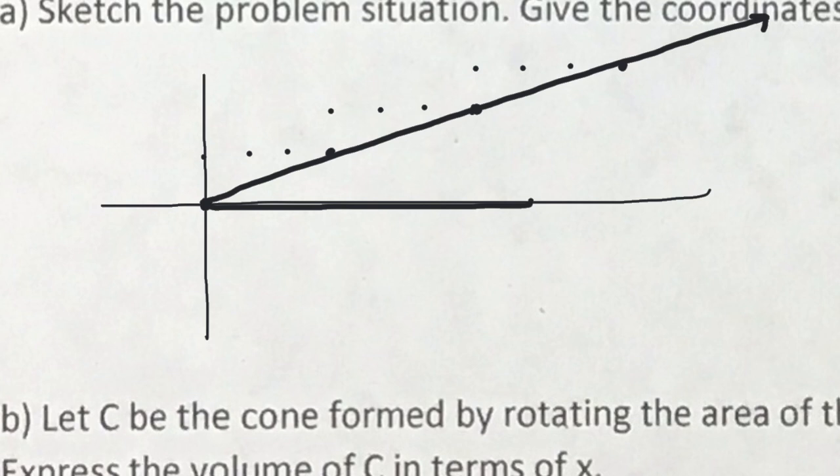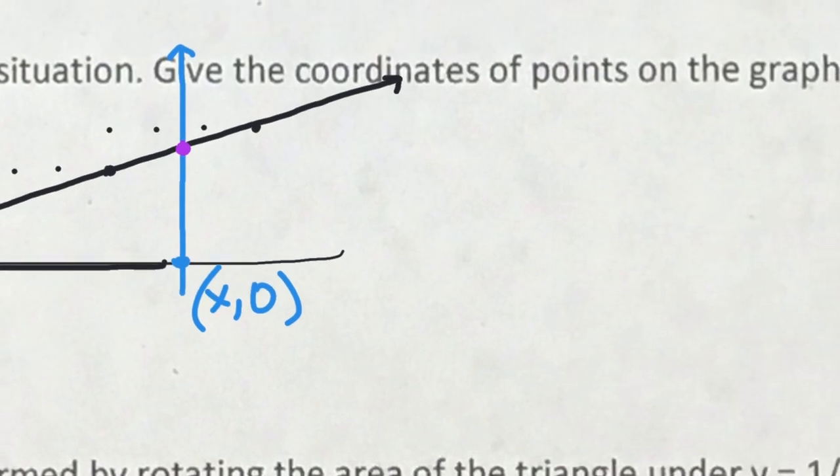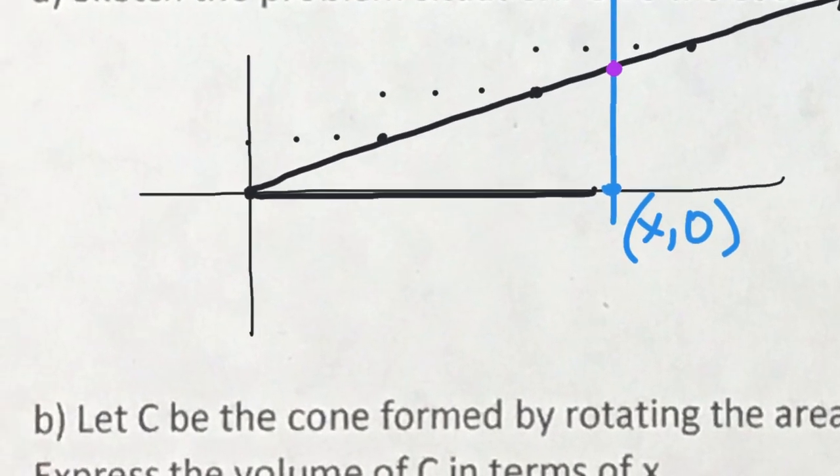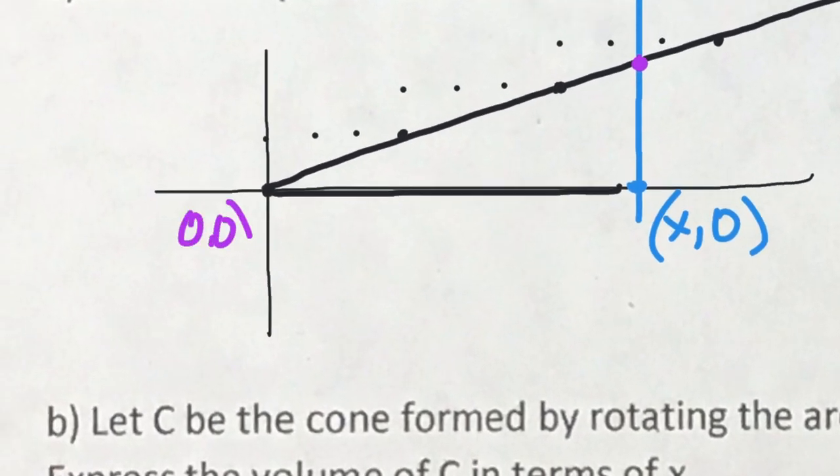And then we have this point called x comma 0 somewhere. And there's a vertical line that goes through x comma 0. And it, of course, intersects your 1/3 x at some random point. Okay, and it says give the coordinates of the points on the graph. Well, we have the origin, right? That's pretty easy, still 0, 0.